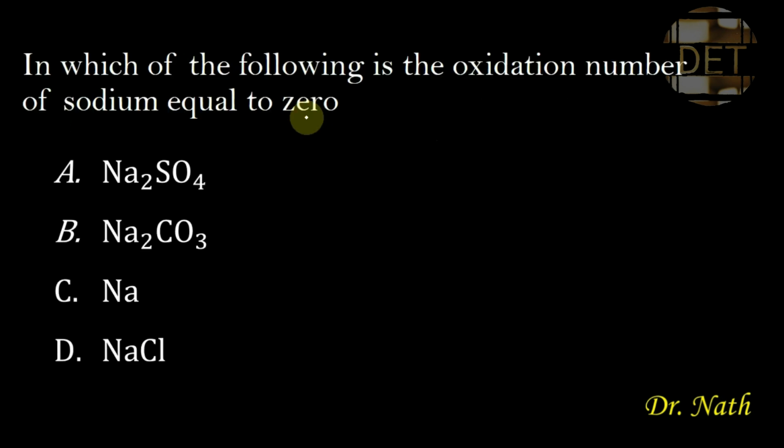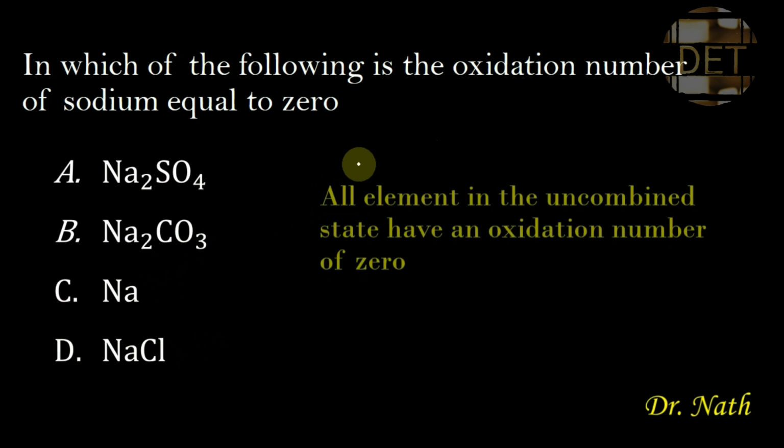To take us further, let's look at this question. In which of the following is the oxidation number of sodium, Na, equal to 0? Option A is sodium tetraoxosulfate 6. Option B is sodium trioxocarbonate 4. Option C is sodium. Option D is sodium chloride.